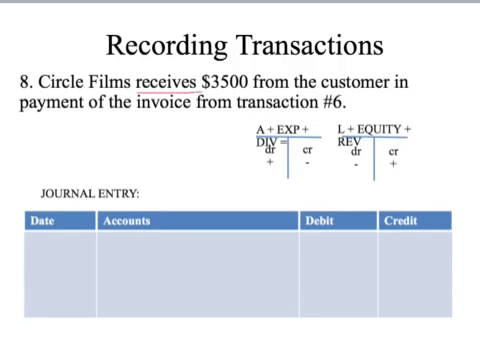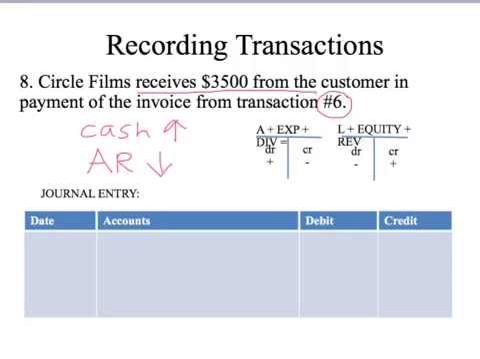We received $3,500 from a customer in payment of the invoice from transaction 6. In transaction 6, we earned the revenue and we recorded accounts receivable. Now we're getting the cash from that customer. So that's cash increasing. I'm not going to record revenue here, even though the cash is from the customer, because I already recorded the revenue when I recorded the transaction number 6. What I am going to do is decrease the accounts receivable. Because I've received the cash now, I'm not still waiting for that money.